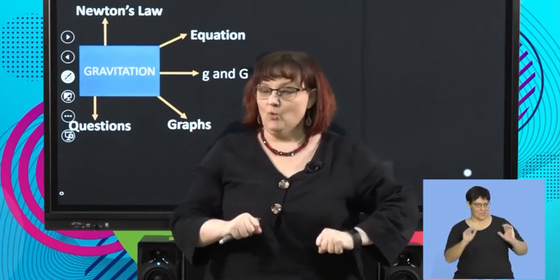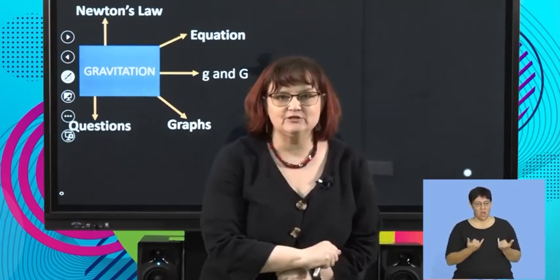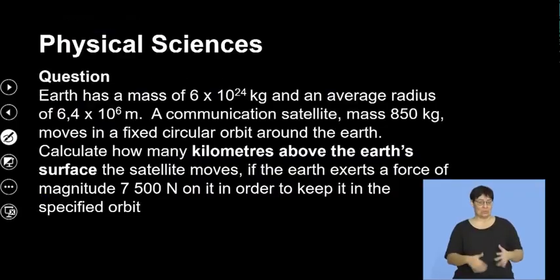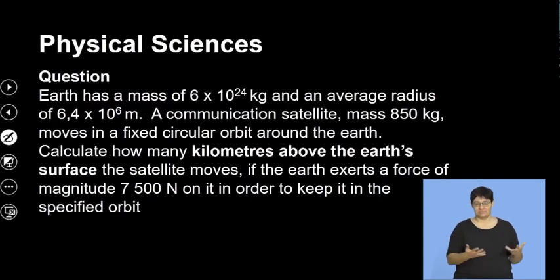Welcome back. We're now going to dive head first into calculations, because that's important. Here we go. Earth has a mass of 6 times 10 to the 24 kilograms. Not a value you need to know, it will be given to you. Average radius of 6.4 times 10 to the 6 meters.